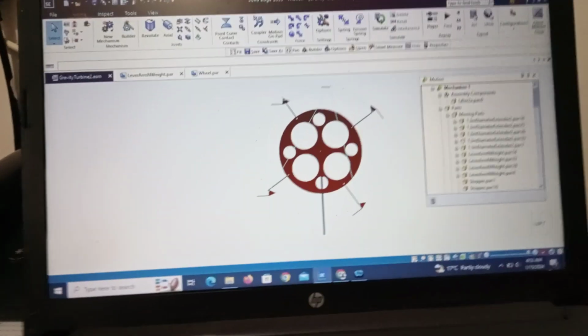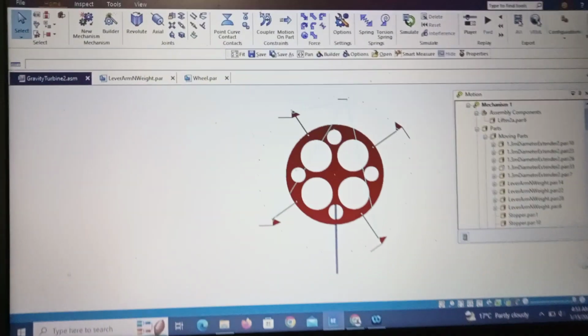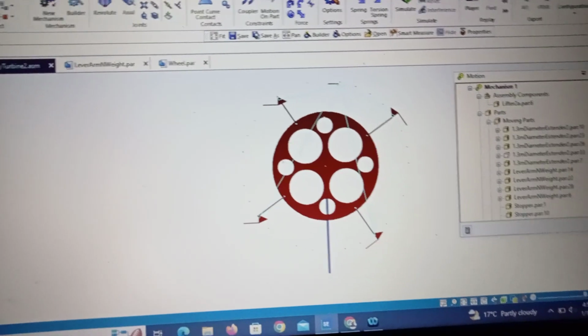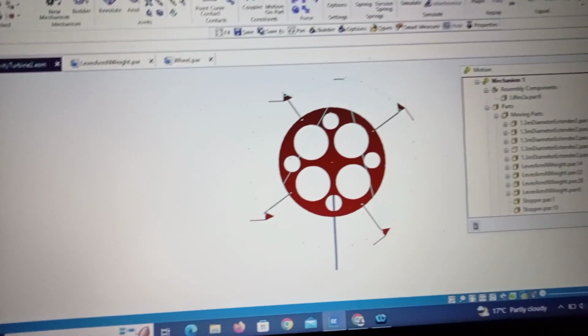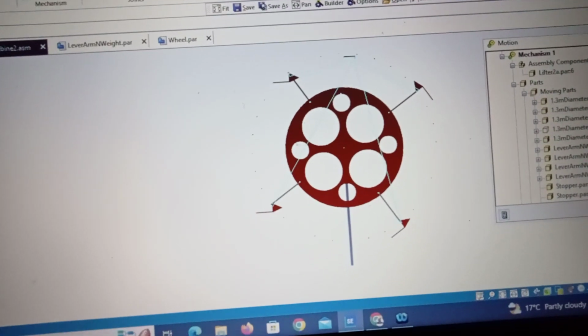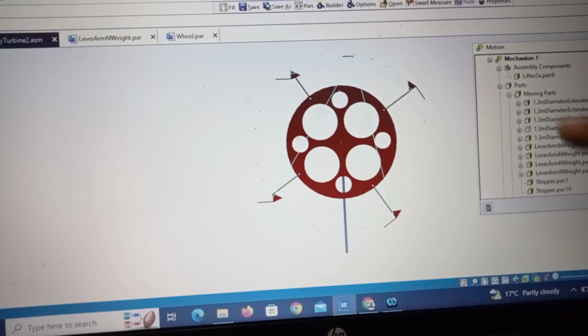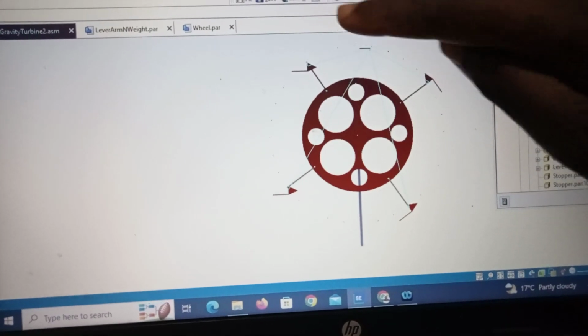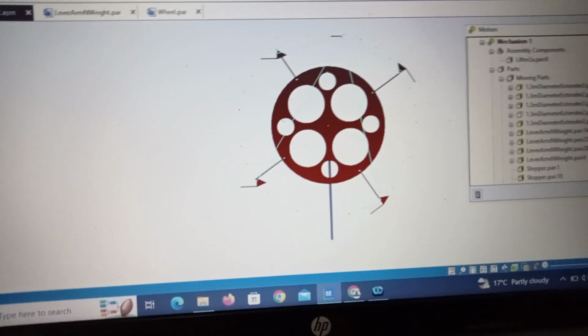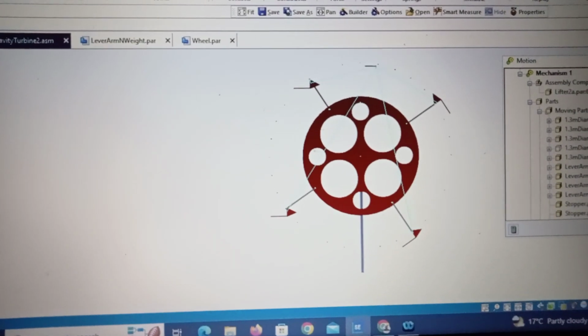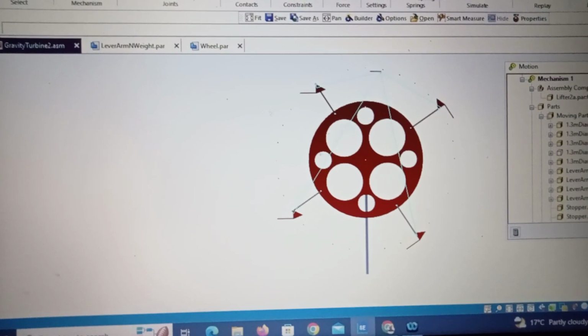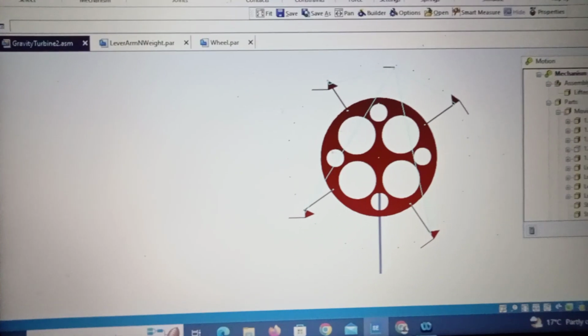Hello everyone. Here I want to show you a gravity turbine which has only 4 lever arms in total. Two of the lever arms on the right side are extended and two on the left-hand side are dropping, meaning the wheel is expected to rotate clockwise because of the differences in the lever arm length.